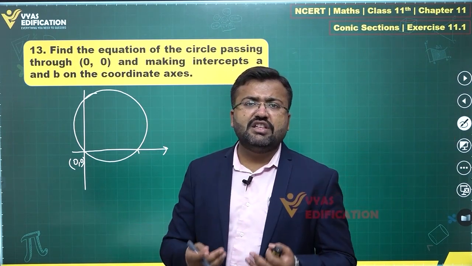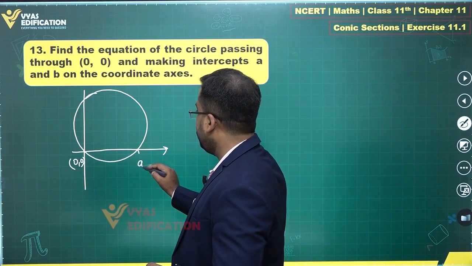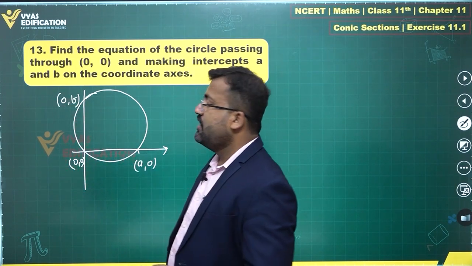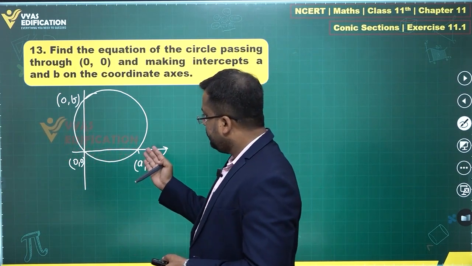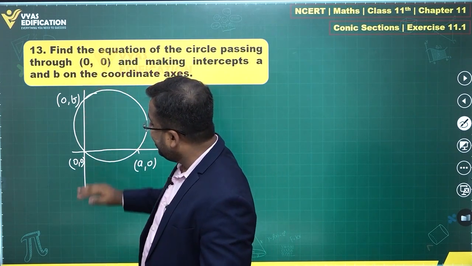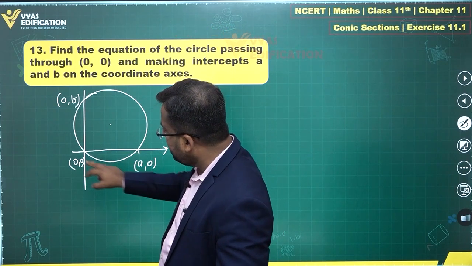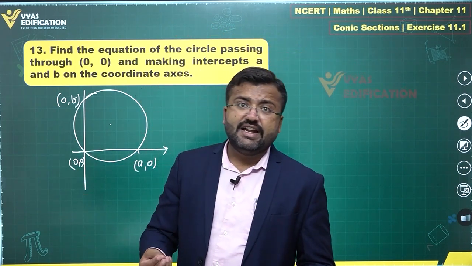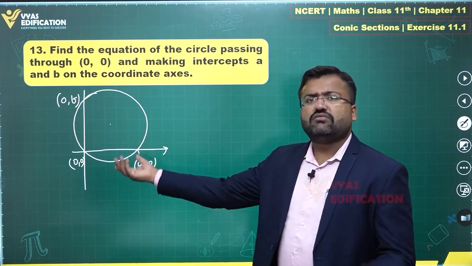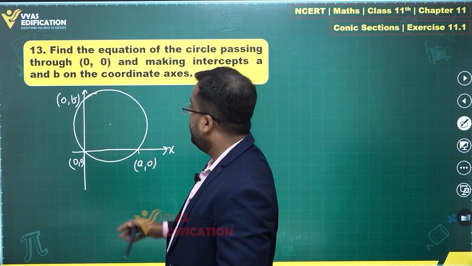Intercepts a and b on the coordinate axes means the first intercept a is on the x-axis and the second intercept b is on the y-axis. So these points are (a, 0) and (0, b). a could be negative, or b could be negative, so the center could lie in any of the quadrants depending upon the signs of a and b. But the signs will take care of themselves. Why worry about the signs from now?